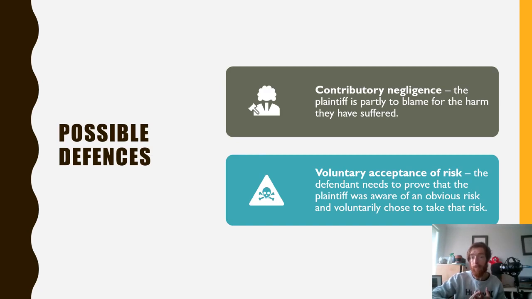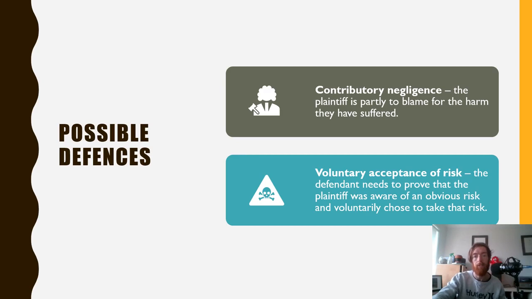The second one is the voluntary acceptance of risk. And so the defendant needs to prove that the plaintiff was aware of an obvious risk and that they voluntarily chose to take that risk. So being able to prove that you, as the defendant, are aware that the plaintiff knew there was a risk and they chose to take that risk anyway.